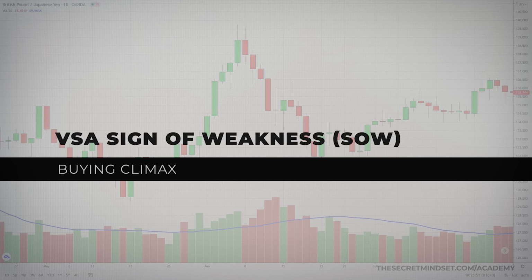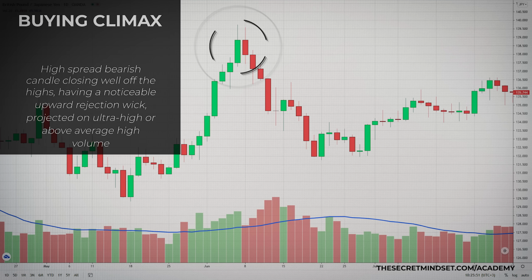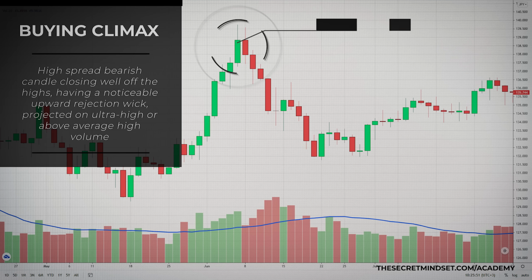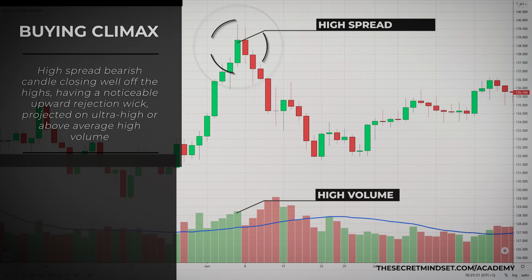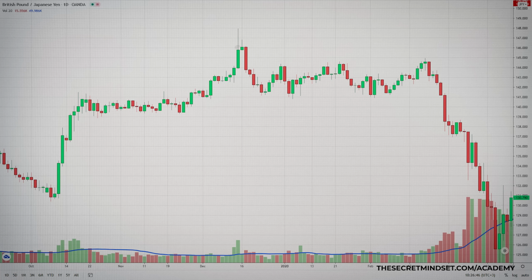Number 2. Buying climax. The buying climax is the high spread bullish candle closing well off the highs, having a noticeable upward rejection wick projected on ultra high or above average high volume. The high spread rejection low volume anticipates that the market will decrease soon because there is more supply than demand. Buying climax has an upward wick representing 25 to 50% of the candle's body size.